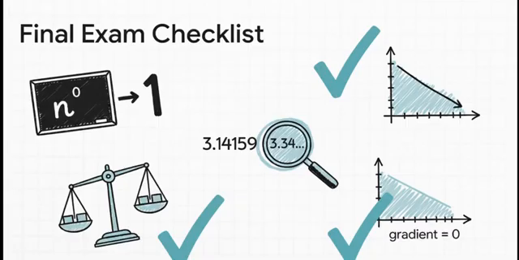All right, let's do a final super quick recap. Ready? Anything to the power of 0 is 1. Always do the same thing to both sides of your equation. Know the difference between rounding to decimal places and significant figures. A sequence going down means a negative n. A flat horizontal line has a gradient of 0. You got all that? If you do, you're in really great shape.